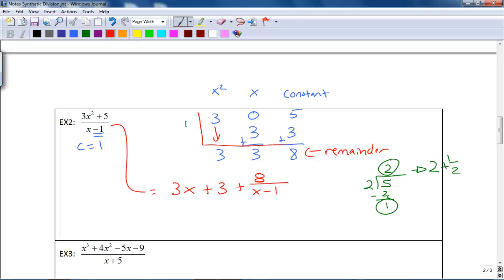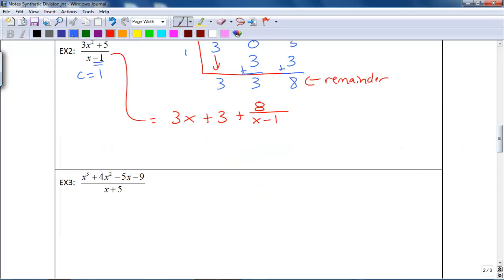Alright, let's look at the next problem. First step, determine your divisor. Opposite the number with x, so c is going to equal negative 5. Make your upside down division bar, put the divisor on the outside, put the coefficients of the dividend on the inside, make sure to account for any missing terms. Third power, second power, first power, constant. I don't have any missing terms. So let's write the coefficients. We got 1, positive 4, negative 5, negative 9.